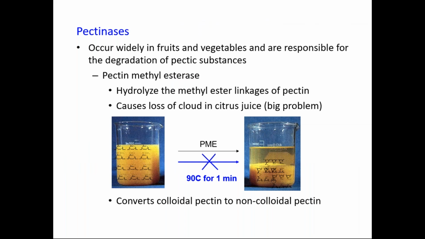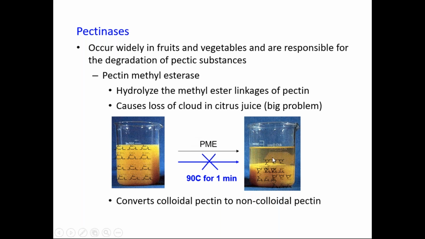Pectinase is another enzyme which finds wide use in the fruit and vegetable industry, especially for the degradation of pectic substances. So this is freshly squeezed orange juice, and on keeping the orange juice, what you get is the loss of the cloud in the citrus juice, and this is a big problem. That is because the enzyme pectin methyl esterase is present in the orange juice, and it can break down the pectin into the pectic acids and the methyl esters.